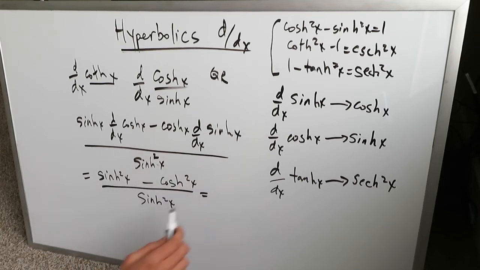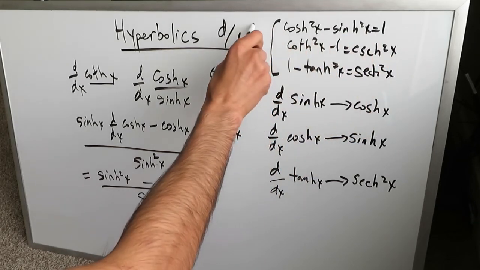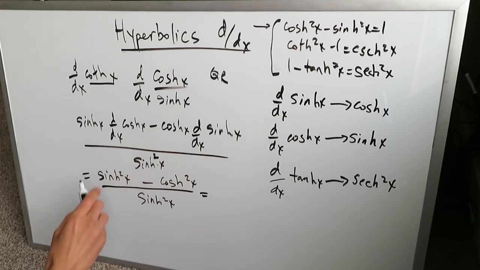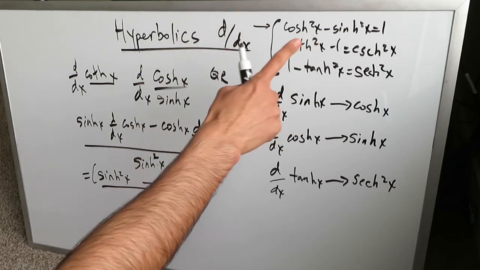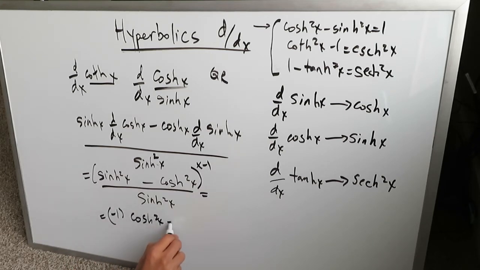Now you're thinking, like, what do we do over here? This is where you look right over here at this very first identity. Everything is the same except it's flipped around. So if you were to multiply everything over here by a minus 1, you can exactly end up with that, and you would end up with this. You'll get minus 1 times hyperbolic cosine squared x minus hyperbolic sine squared x over hyperbolic sine h squared x.